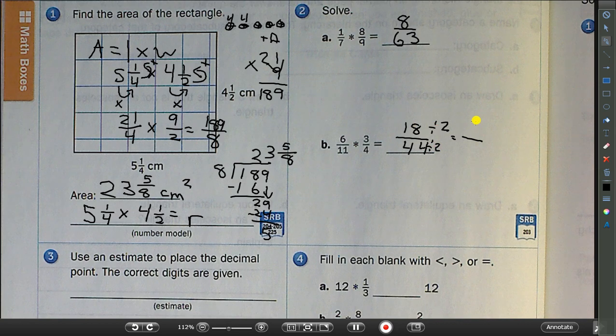18 divided by 2 is 9. And we can check our work. 9 times 2 would be 18. 44 divided by 2 would be 22. 22 times 2 is 44. It's not going to be able to be reduced any further than that. But our final answer would be 9/22 in the future. For us, right now, 18/44.